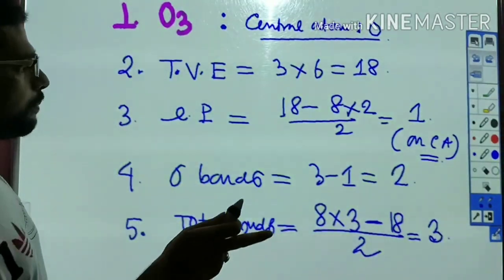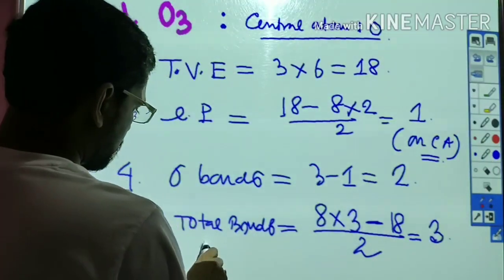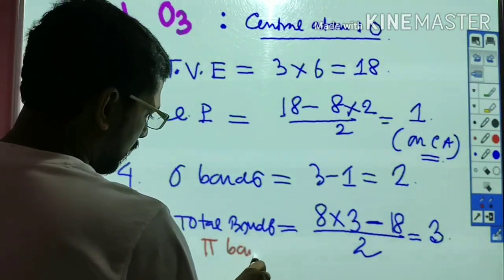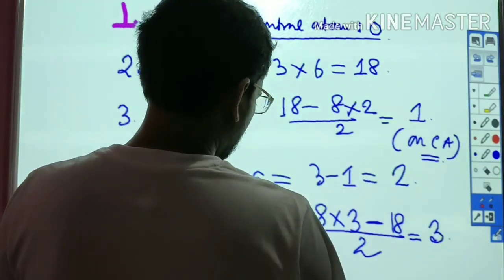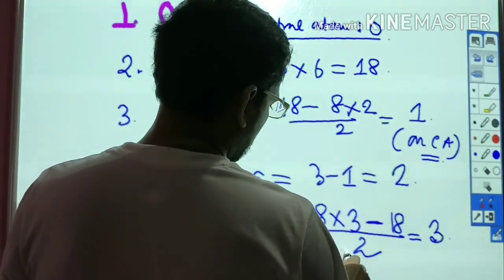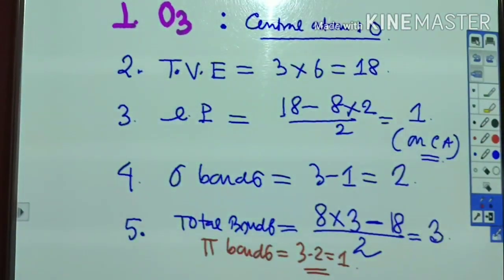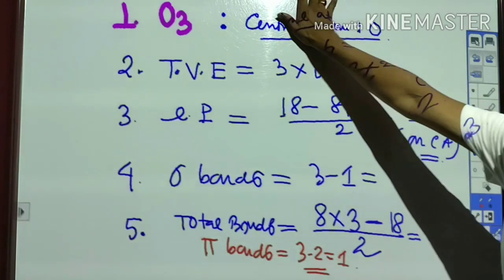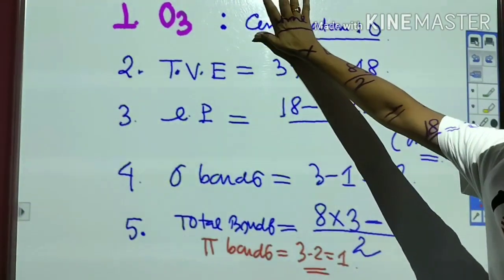So how many numbers of pi bonds will be there? Sigma bonds already 2, so sigma plus pi equal to 3. So 3 minus 2 is equal to 1. Done. If we have all these informations of O3, now we can draw the Lewis dot structure.